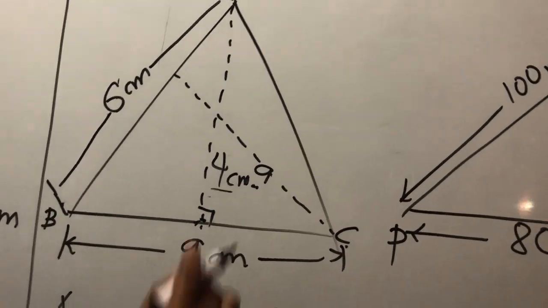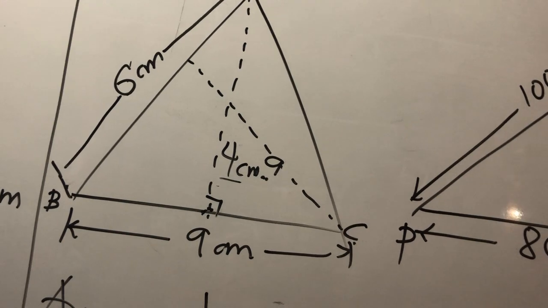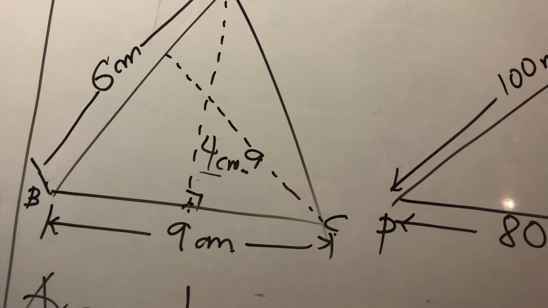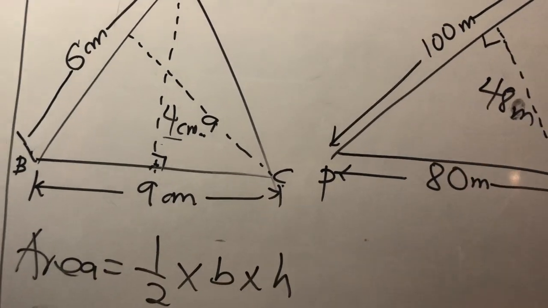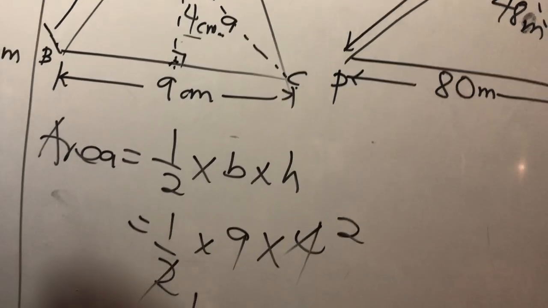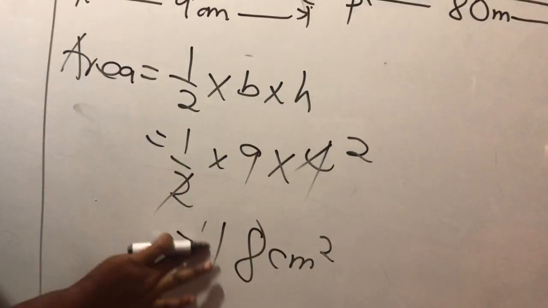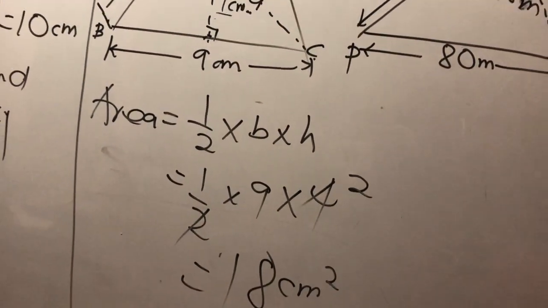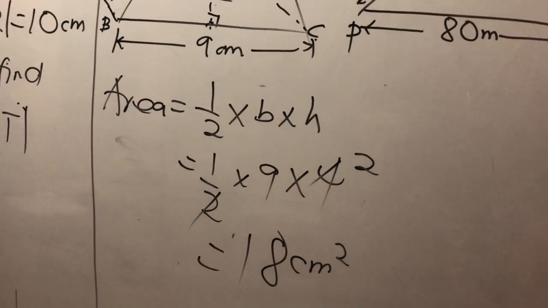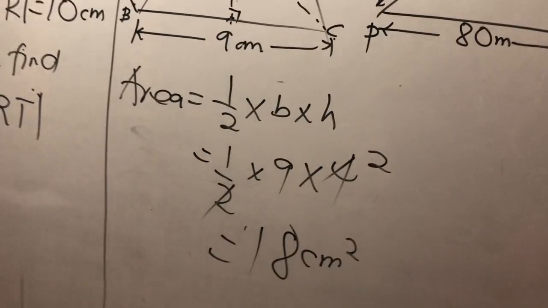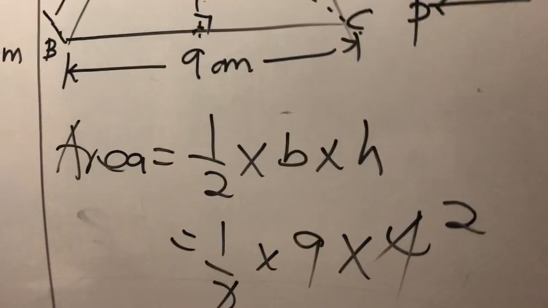So I have half times what is the base? The base is 9. And what is the height? The height is 4. So I have 2 here, 1, 2 here, 2. So what is my area? My area is 18 centimeters squared.